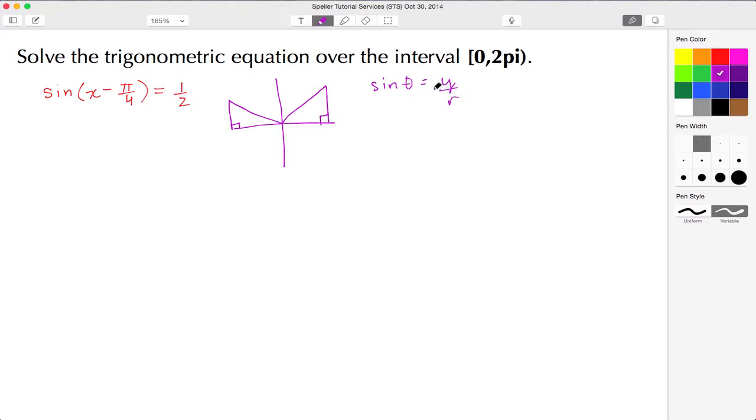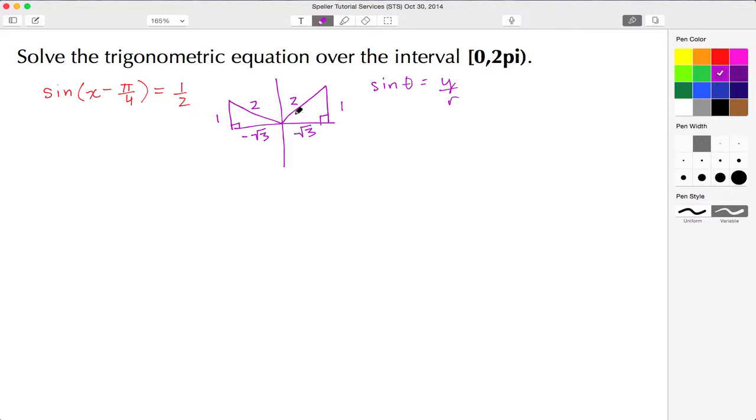Next, we know that the y values correspond to 1, so that means these lengths here are 1. The radius corresponds to 2, so that means this hypotenuse here is 2. And this resembles the special 30, 60, 90 triangle, so we know that this length here has to be negative root 3, and this length here has to be a positive root 3.